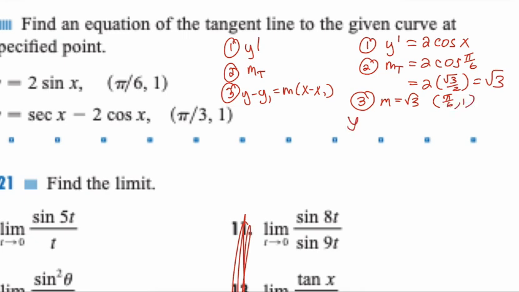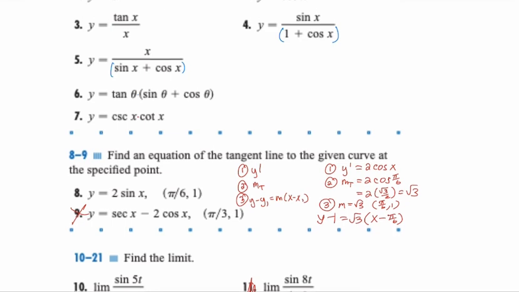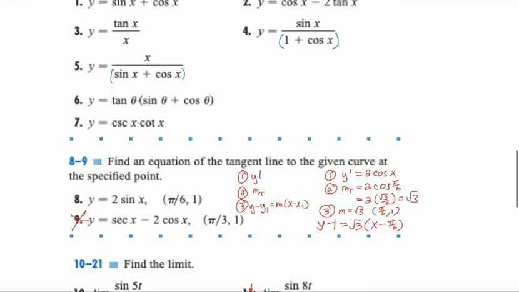So it's going to be y minus 1 equals our slope times x minus pi over 6. Now, because we have that square root of 3 and pi over 6, distributing it and all that stuff is not helpful, so just leave it. That's your answer. Okay. So there you go. Continue to work on those.